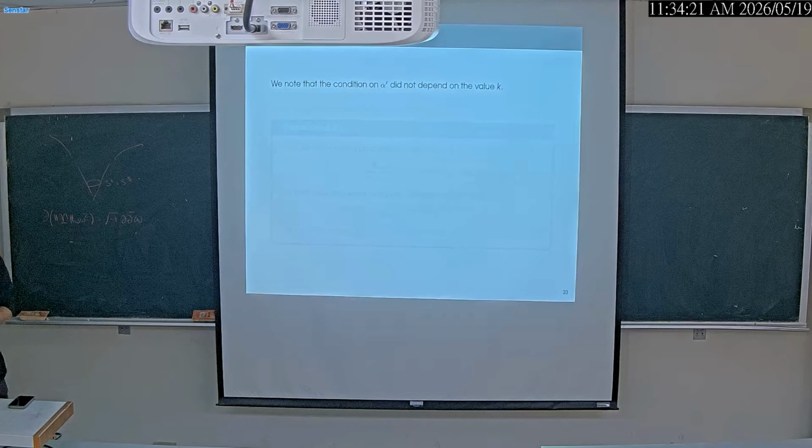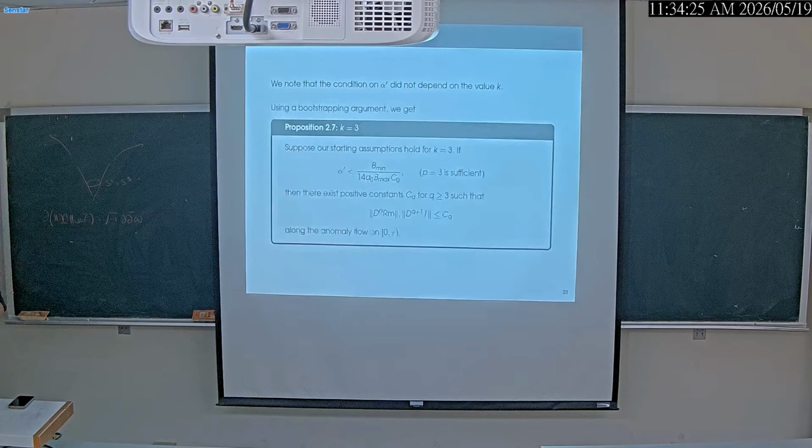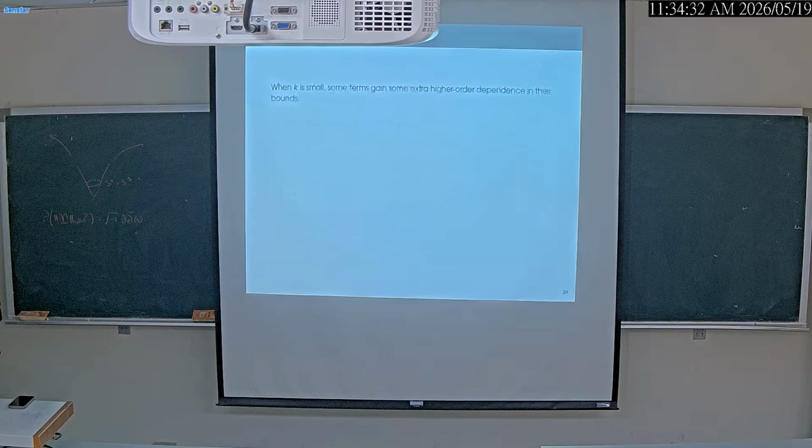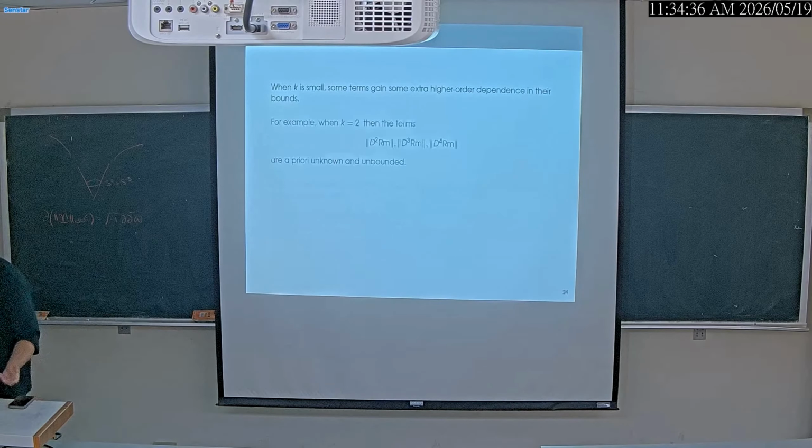Yeah. So again, the condition alpha prime doesn't depend on k, so you can bootstrap all the way. So after this, you can really start with some amount of regularity and go all the way up. There are some additional complications when k is small, but ultimately they go away.